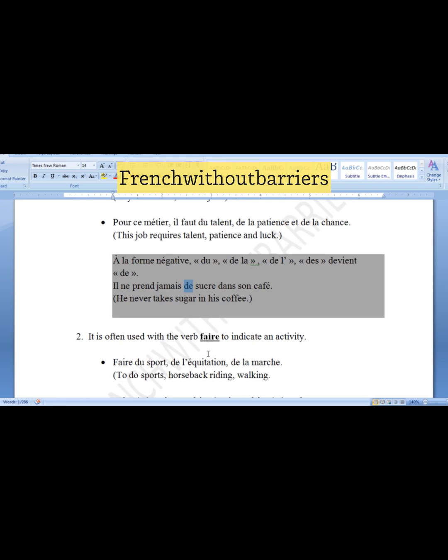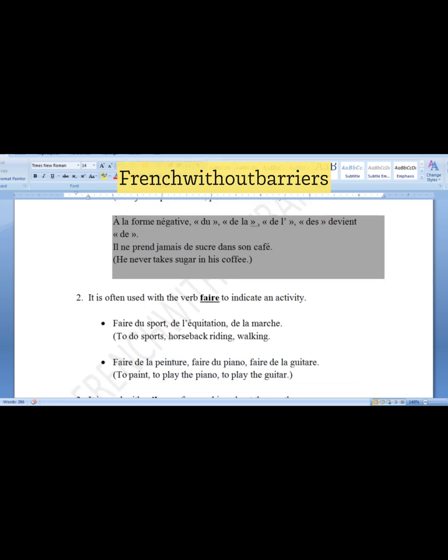Okay, guys, the same rule applies to the indefinite articles as well. Your indefinite articles, which is un, also become de or d' apostrophe in the negated form, except for the verb être, of course. Être is an exception here. This rule does not apply to the verb être.